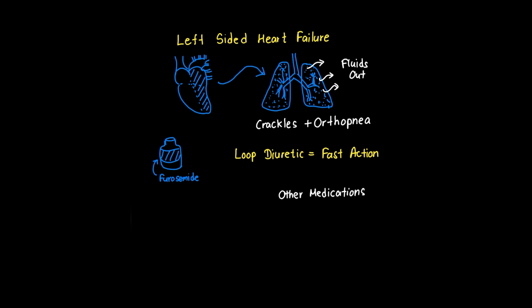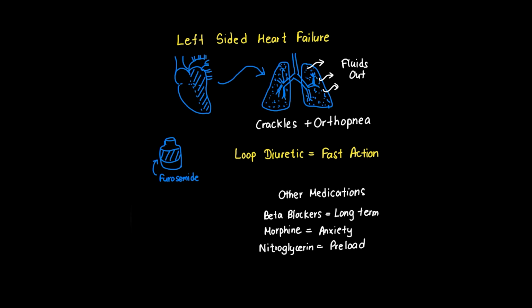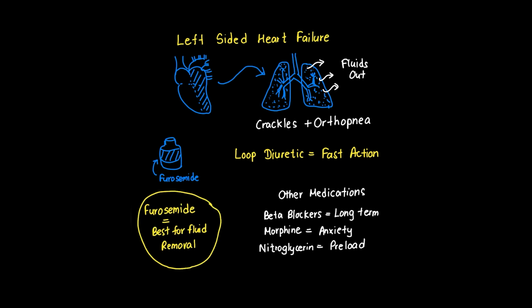Beta blockers help long-term but won't quickly clear fluid. Morphine reduces anxiety but doesn't directly remove the fluid causing the immediate crisis. Nitroglycerin helps with preload, but isn't as effective as furosemide for rapid fluid removal.